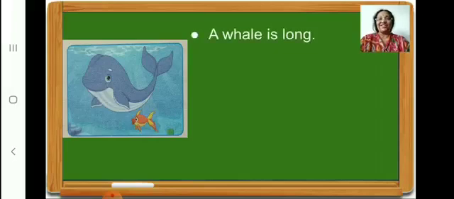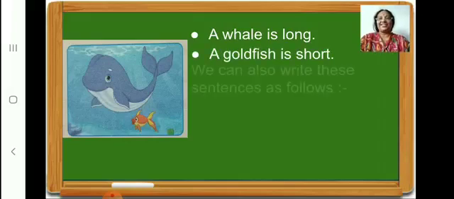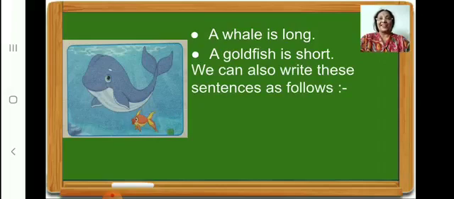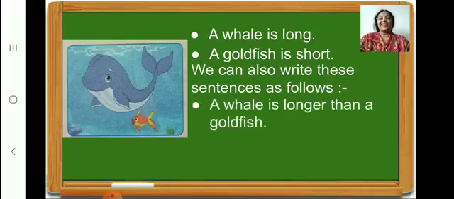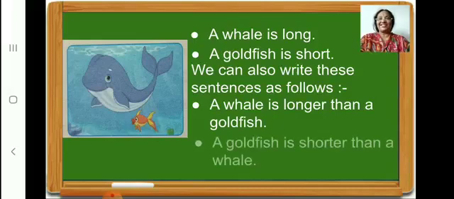Children, here we have a whale and a goldfish. A whale is long. A goldfish is short. We can also write these sentences as follows. A whale is longer than a goldfish. A goldfish is shorter than a whale.